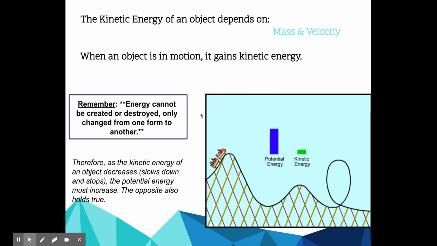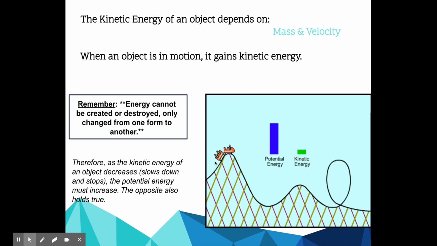So when an object is in motion, it gains kinetic energy. We know energy cannot be created or destroyed, it can only be changed from one form to another. So you can have potential energy, you can have kinetic energy, you can actually have both at the same time. And you'll notice this on a roller coaster. As it goes up to its highest peak, where it's almost stopped, potential energy is quite high. It's barely moving at that point, so the kinetic energy is low.